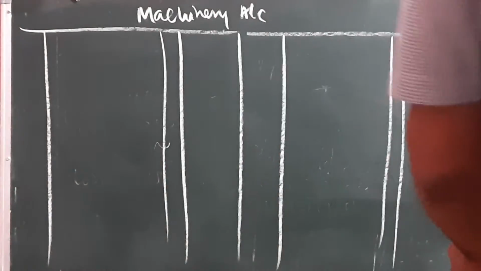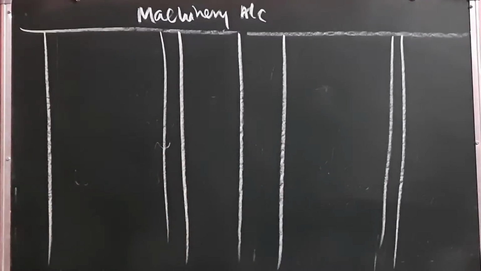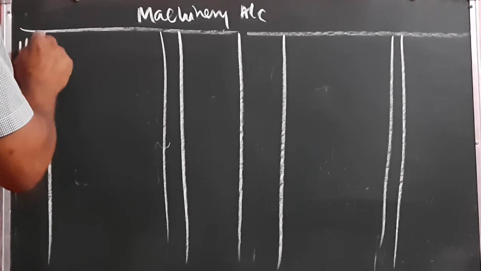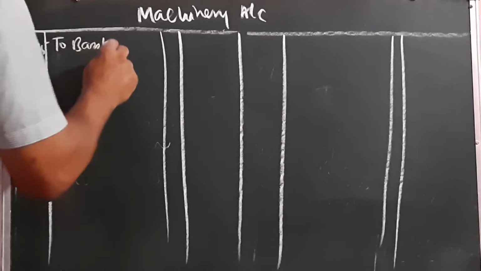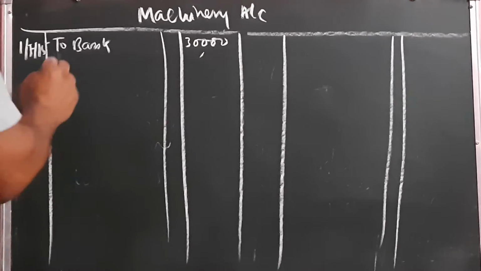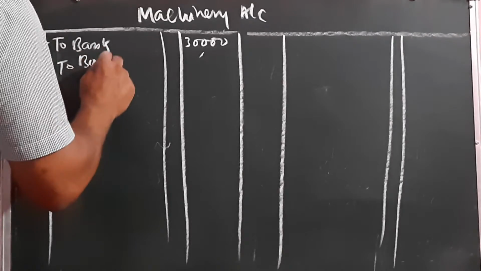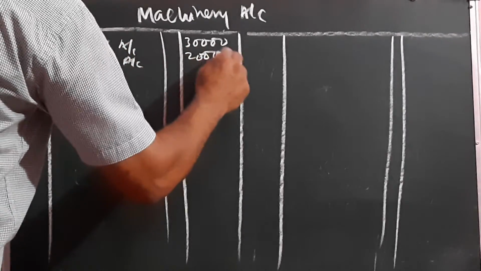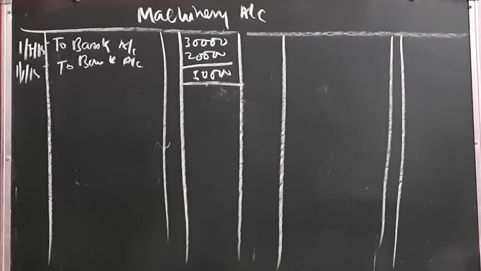So on 1st July 2015, to bank 30,000. In the same accounting year, on 1st January 2016, to bank 20,000. The total value is 50,000.